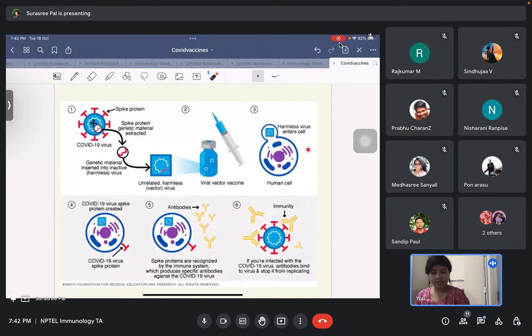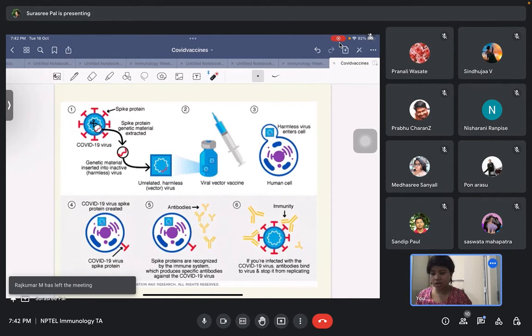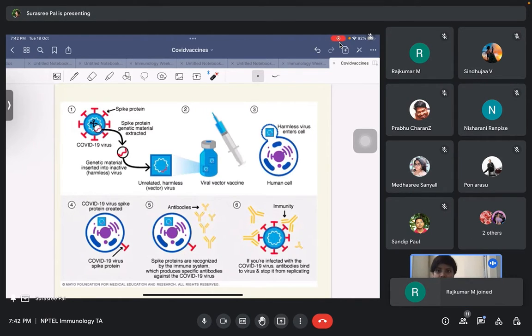Now what it does inside the human cell: when this vector enters into the human cell, it causes expression of this particular spike protein on the surface of the human cell, and then it can be recognized by the immune system, and the immune system can produce antibodies against this spike protein. So this was the strategy for the AstraZeneca COVID vaccine, or the Covishield COVID vaccine, the recombinant vector vaccine.